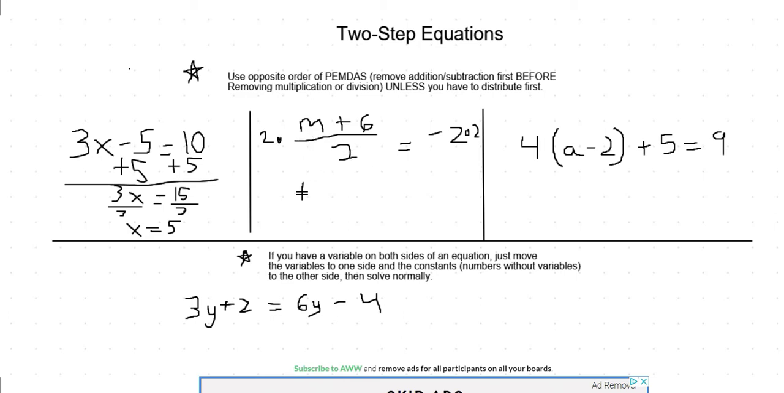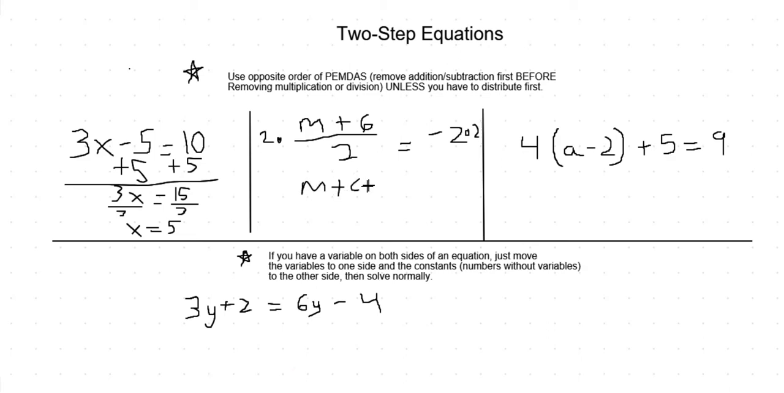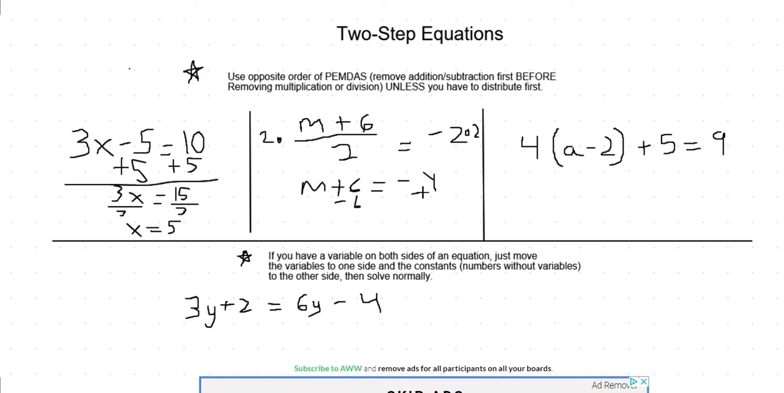2's cancel. M plus 6 equals negative 4. I subtract 6. I subtract 6. And the plus 6 minus 6 cancels. I get m equals negative 10.